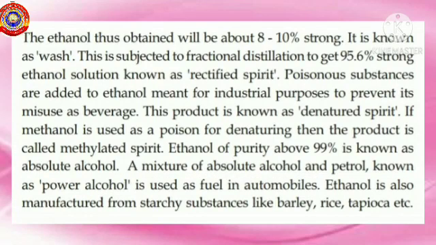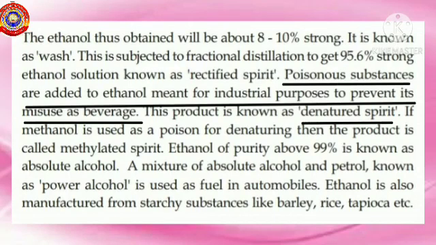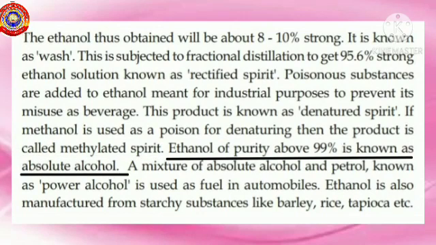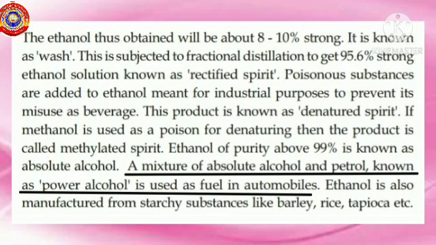Got it? So children, did you get familiar with the following alcohols obtained from ethanol? Let us see once again. Wash: 8 to 10% strong ethanol is known as wash. Rectified spirit: the wash subjected to fractional distillation to get 95.6% strong ethanol solution is known as rectified spirit. Denatured spirit: poisonous substances are added to ethanol meant for industrial purposes to prevent its misuse as a beverage. Methylated spirit: methanol is used as a poison for denaturing the ethanol. Absolute alcohol: ethanol of purity above 99%. Power alcohol: a mixture of absolute alcohol and petrol.